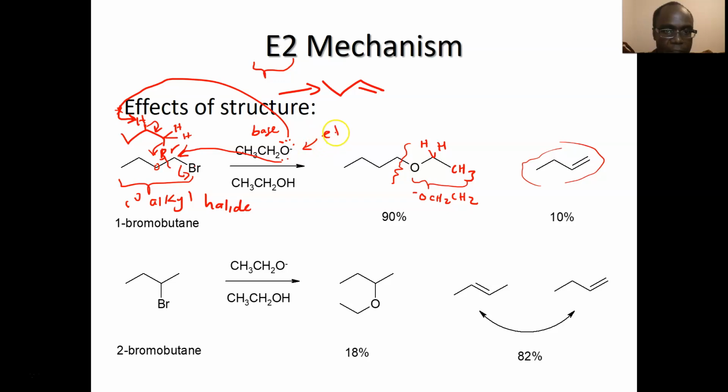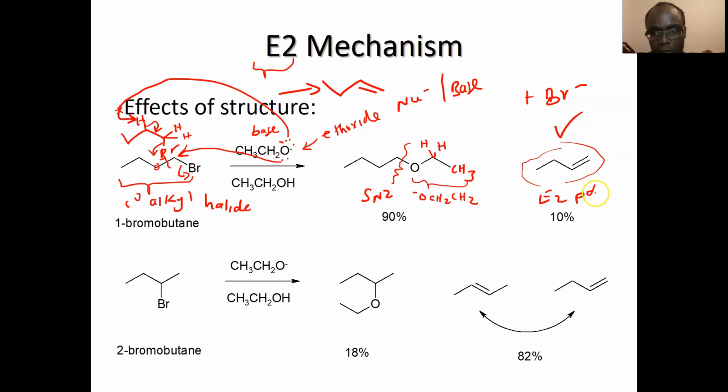So the ethoxide, okay, this is called ethoxide, will either play the role of a nucleophile or a base. So if it plays the role of a base, you're gonna get this product. If it plays the role of a nucleophile following SN2, you're gonna get this. After the leaving group leaves, Br- falls off in both cases. So this is SN2 product, this is E2 product.